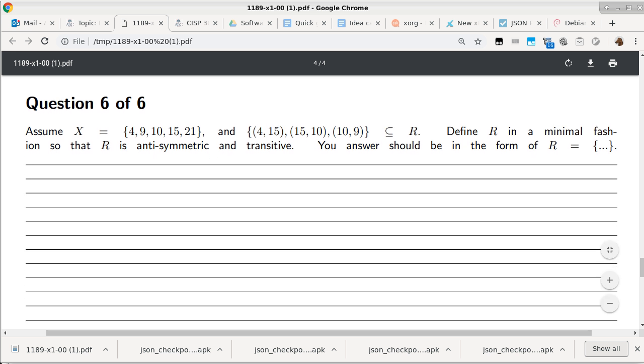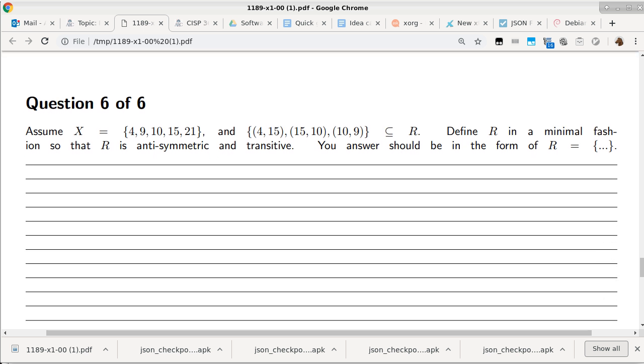Okay, question 6 out of 6. This is the last one from the previous year's exam. Assume X is {4, 9, 10, 15, 21}, and the following is a subset of R: (4, 15), (15, 10), and (10, 9). Define R in the minimal fashion. This time I want the minimal fashion, which means I don't want an extra element at all, okay? So that R is antisymmetric and transitive. Your answer should be in the form of R equals, and then list every single element in R. That's basically what that format is.